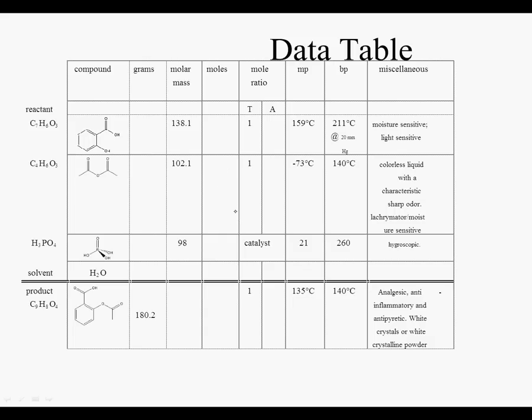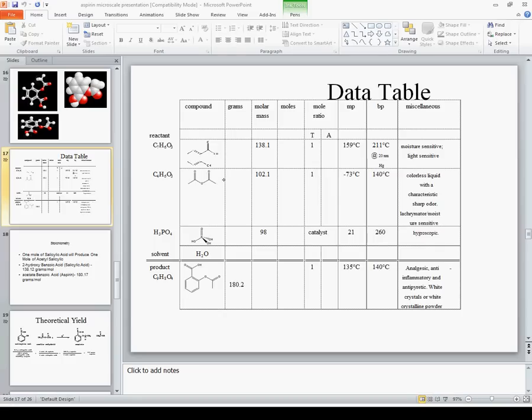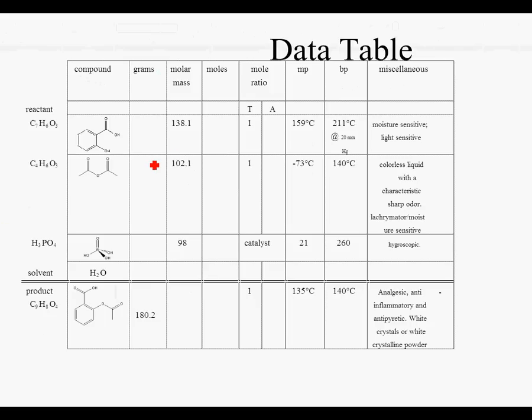What we call the theoretical yield: how much aspirin should you have been able to make based on the quantities that you used? In the PowerPoint presentation, you see that you have certain statistics about each of the chemicals that you used in the process to make your aspirin.